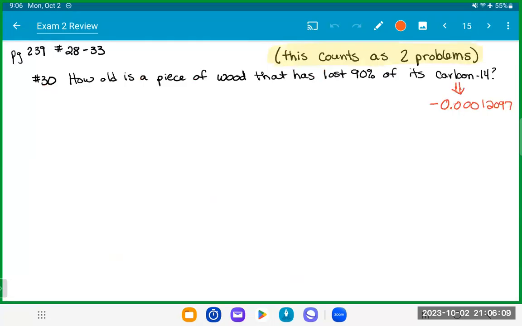So the next problem, again, 2 parts or 2 points, counts twice. It is about carbon dating. I will give you this value of carbon dating on the exam. You do not have to memorize it. I will give you that value on the exam. Okay. So this problem is asking us, how old is a piece of wood that has lost 90% of its carbon-14? Okay. If it's lost 90%, that means 10% remains, right?